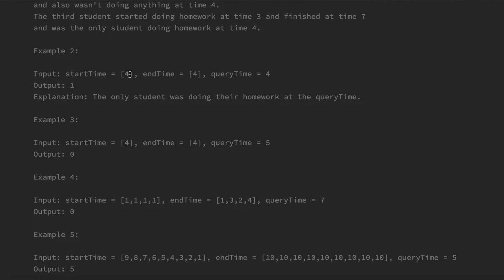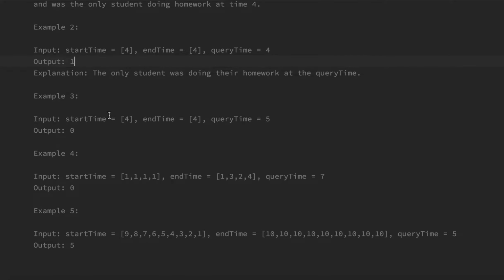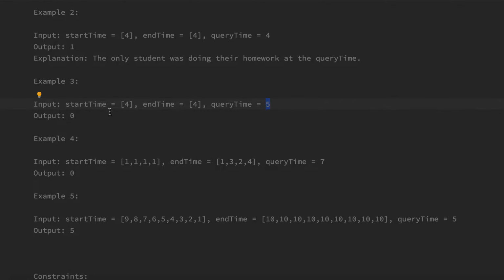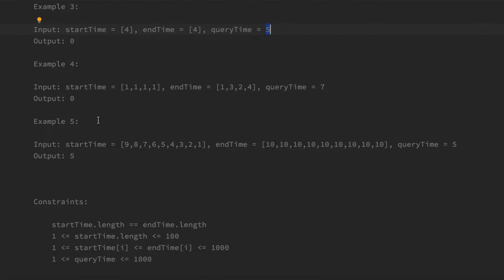Example 2, we have one student here. They started at 4, they ended at 4, and their query time was 4. So our output's going to be 1. Example 3, our start time was 4, our end time was 4, and the query time was 5. That means that the only student there was not studying during 5, and so the output would be 0. Example 4, start time for all 4 students was 1, and then their end times were 1, 3, 2, and 4. The query time was 7, and none of those students had a study time during 7, so the output was 0.